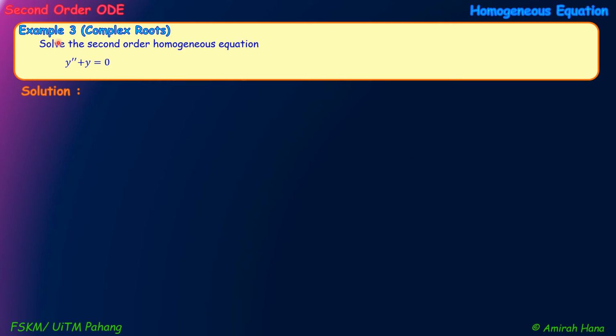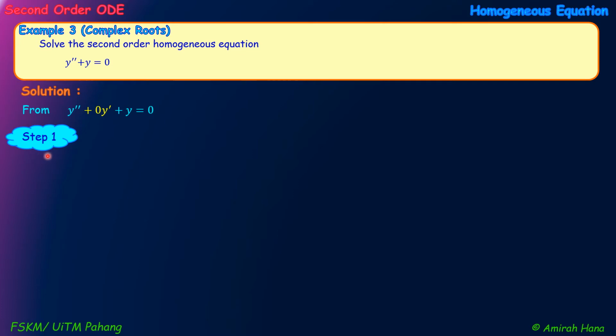Now we continue with example 3. This is for complex root. Solve the second order homogeneous equation y double prime plus y equals 0. Y double prime means second order ODE, and equals 0 means homogeneous equation. To solve it, first we write y double prime plus 0y prime plus y equals 0. We put 0 for any missing derivative to avoid error.